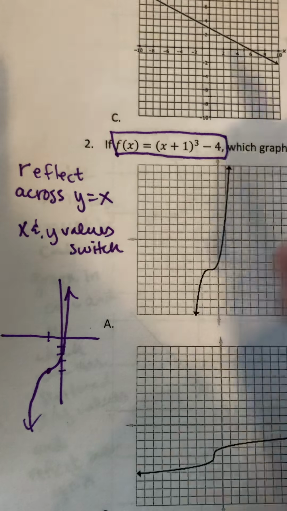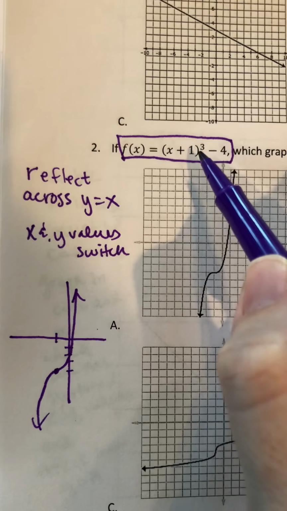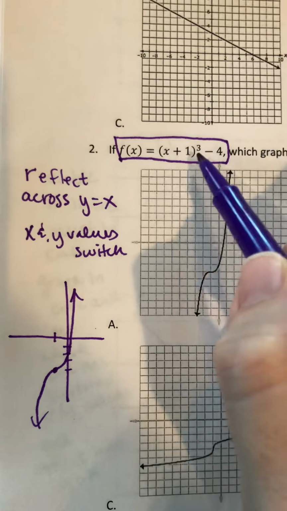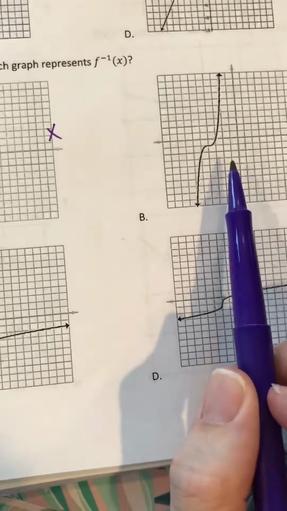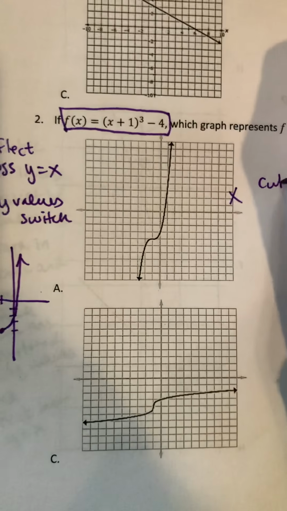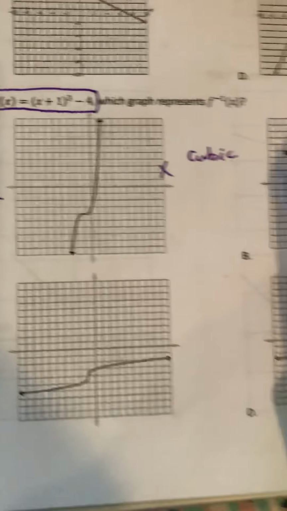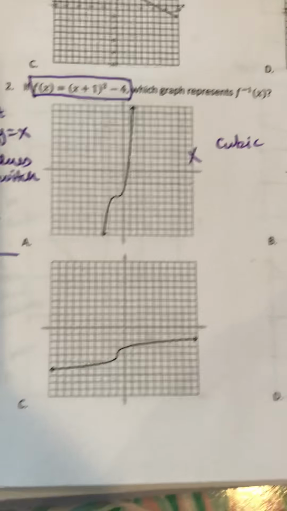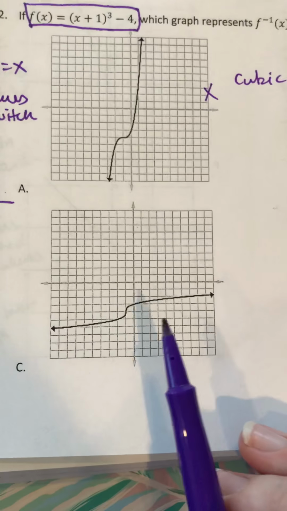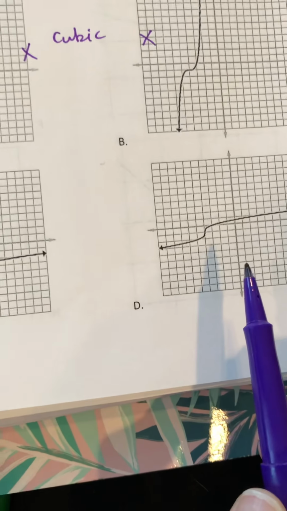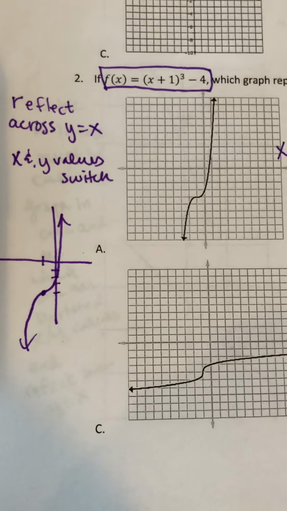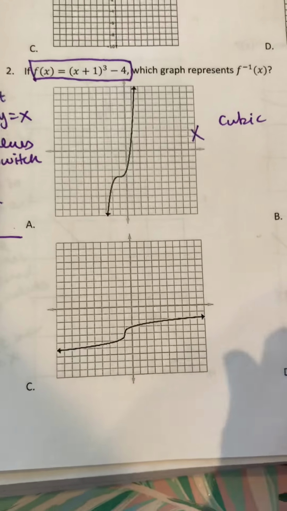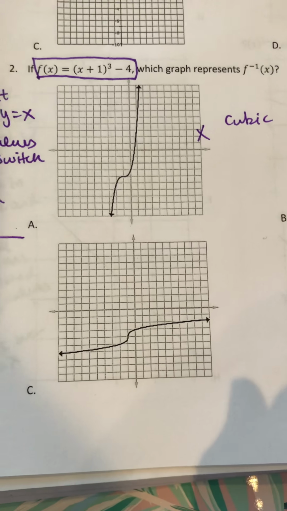Another thing to think about is this is a cubic function. So a cubic function is going to have an inverse that's a cube root function. So that eliminates both A and B because both of those are cubic. So this would be out as well. So we'd only be looking to see between C and D because both of those are cube root functions. So we want to see which of these cube root functions has that reflection across the line y equals x.